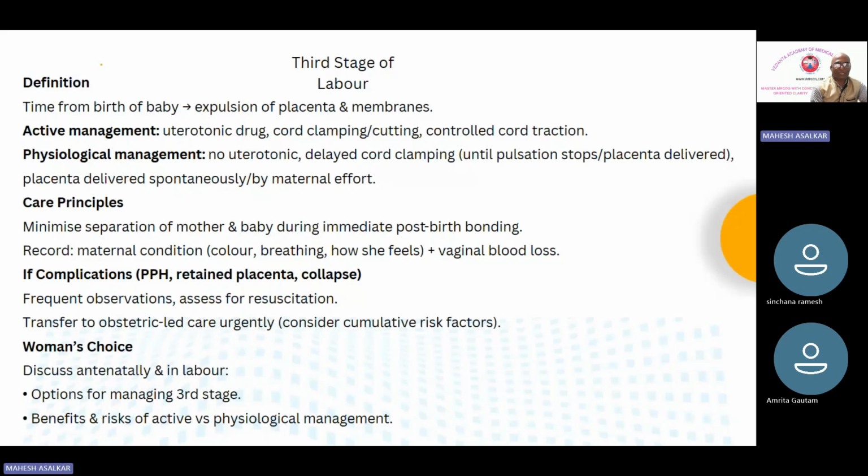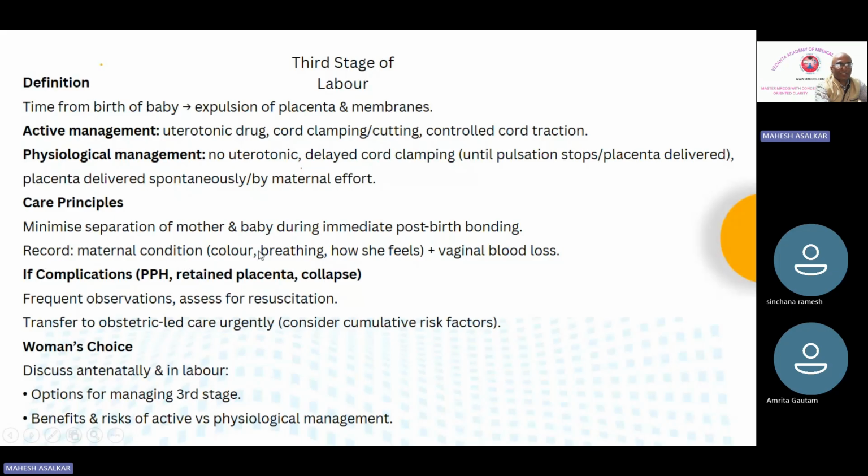Cord clamping is delayed, not immediate. Delayed cord clamping is advised until pulsation stops or the placenta is delivered, and the placenta is delivered spontaneously or by maternal effort. Okay. Then what are the care principles? Minimize separation of the mother and baby during immediate post-birth bonding. Separation is to be avoided, which means the baby and the mother should be kept together.